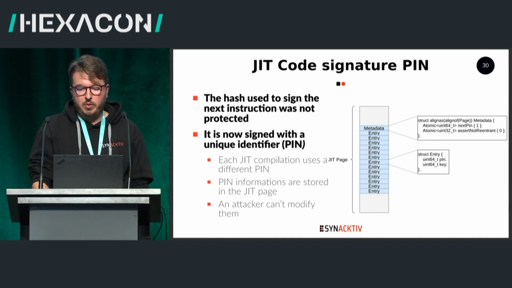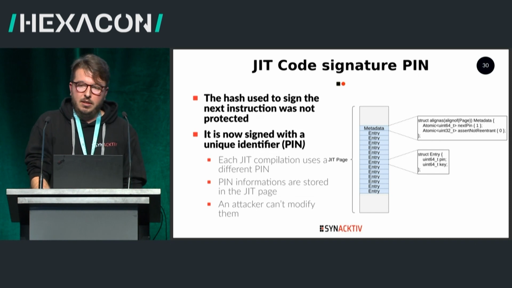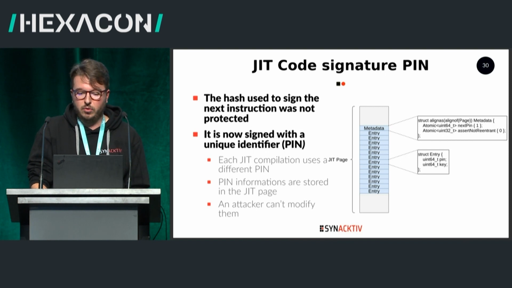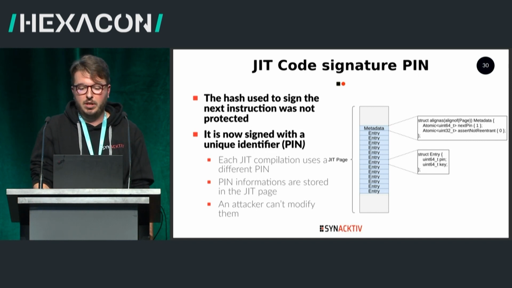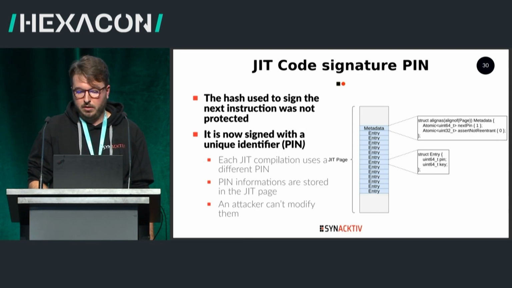But one issue still remained in the JIT code signature. Before 2022, the hash used to sign the next instruction was not signed and was not protected, and corrupting this hash may lead to some issues. But since 2022, this hash is signed with a unique identifier named the pin. Of course, each JIT compilation uses a different pin, and each pin's information is stored in the JIT page, so an attacker cannot corrupt the pin information.